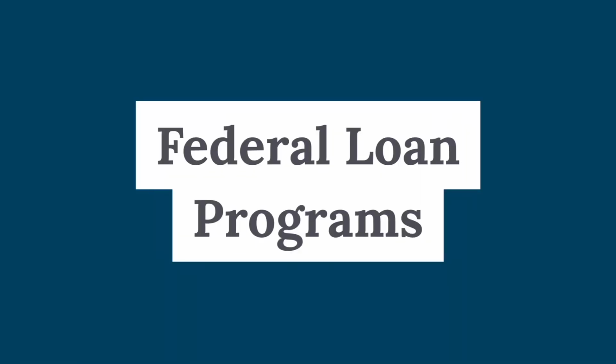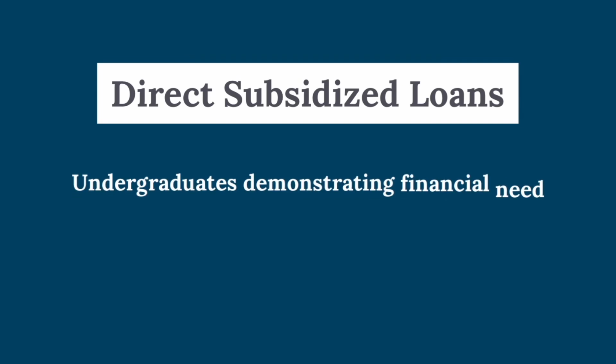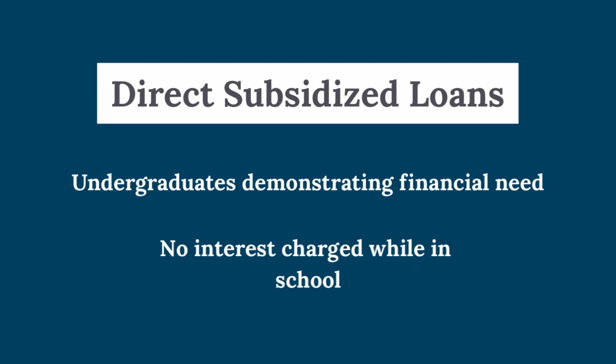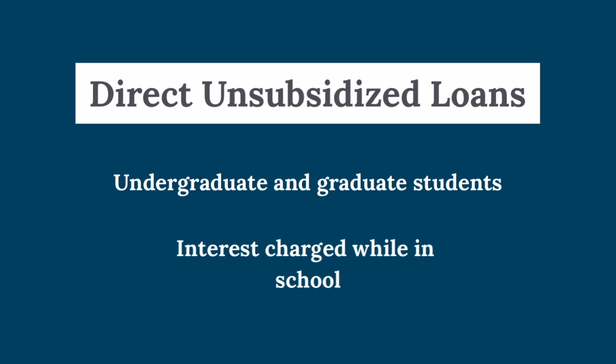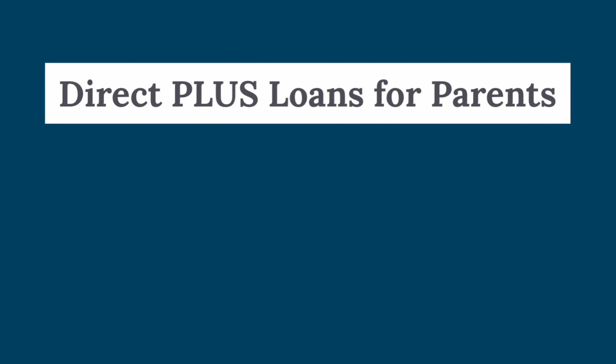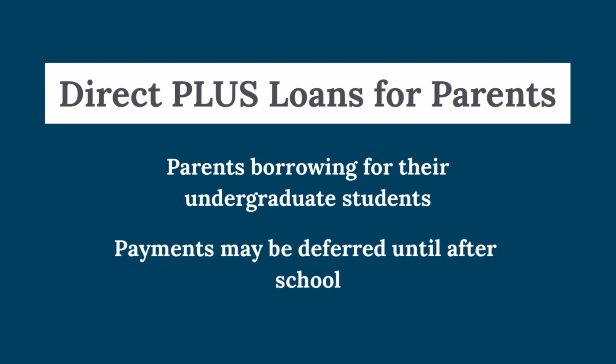Now, I want to take some time to get into different kinds of federal loan programs you might come across. There are direct subsidized loans, which are for undergraduates demonstrating financial need, and interest on the loan is not charged while the student is in school. Direct unsubsidized loans are for either undergraduate or graduate students, regardless of financial need, although interest is charged during the time they are in school. Direct PLUS loans for parents applies to parents borrowing for their dependent undergraduate students. Payments may be deferred until the student is out of school.